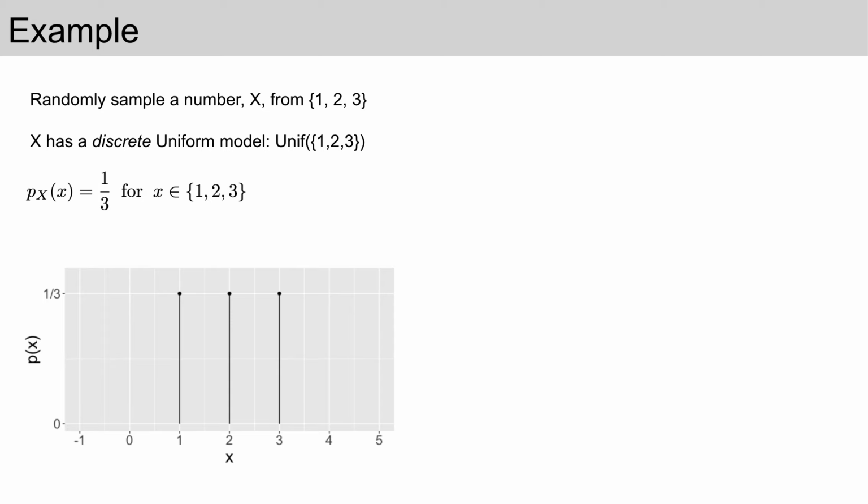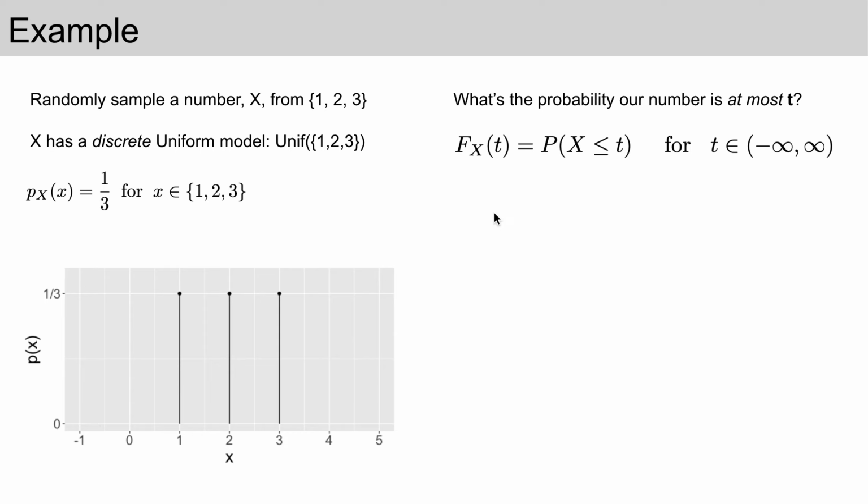Consider the CDF of x, F of t, the probability that our selected number is at most t. As with a continuous CDF, though a discrete model is only defined at a discrete set of points, its CDF is defined across the entire real line.